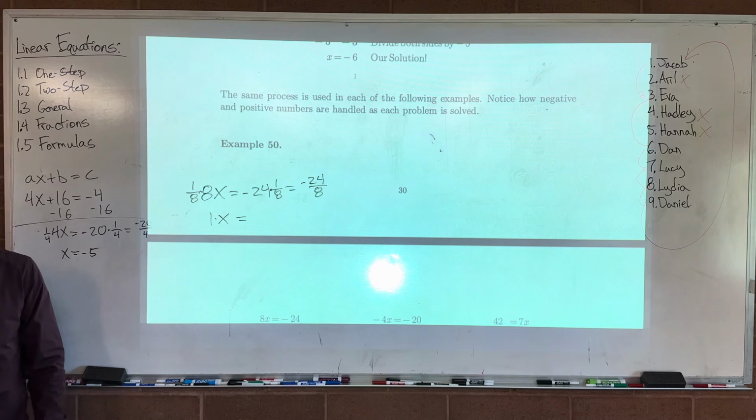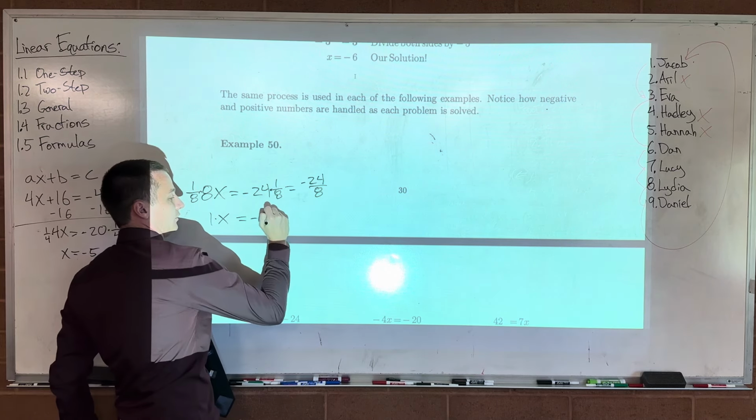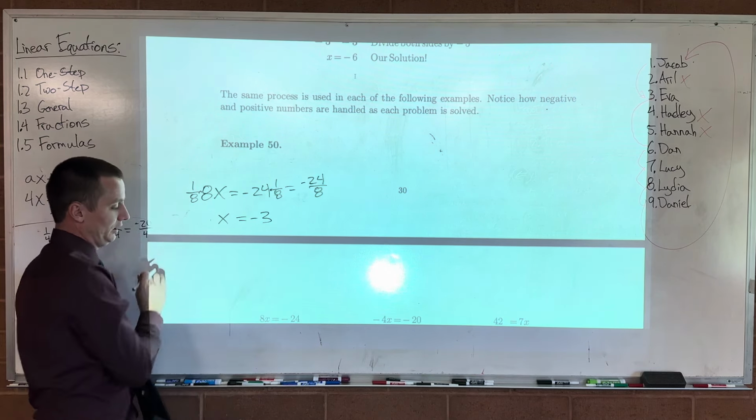Negative 24 over 8 is? Negative 3. A negative times a positive is? Negative. So we get negative 3. Fantastic. So x is equal to negative 3.